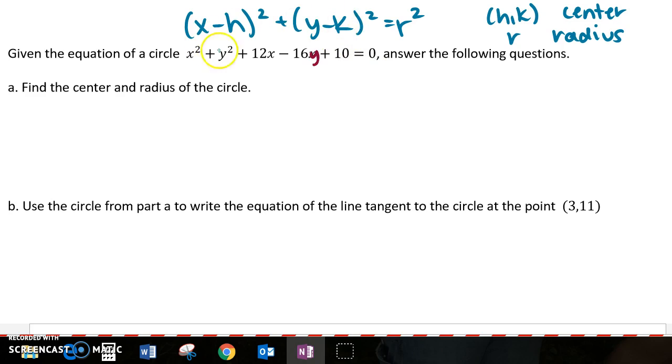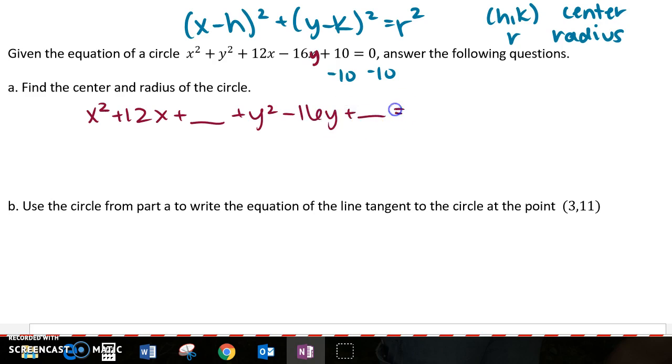In order to do this, we have to complete the square. The first step though is to get everything else on the other side. We subtract that over and get the x's together so we can complete the square, and the y's together. It'll look like x squared plus 12x plus blank to complete the square, plus y squared minus 16y plus blank, equals negative 10 plus something.